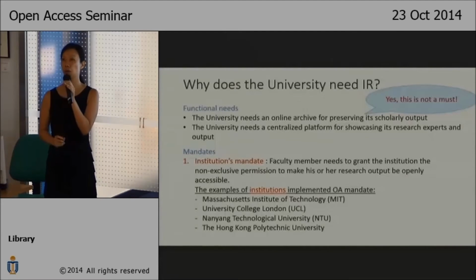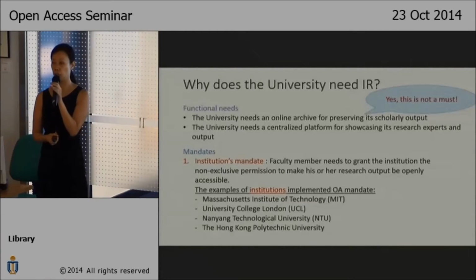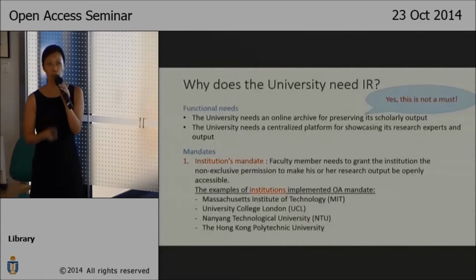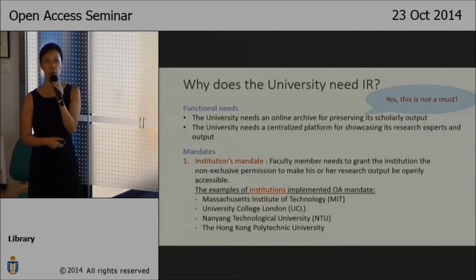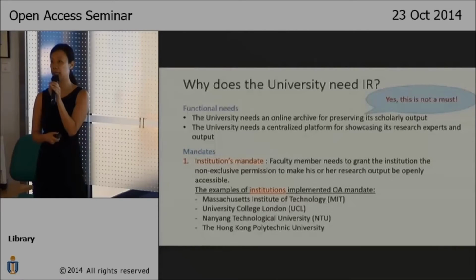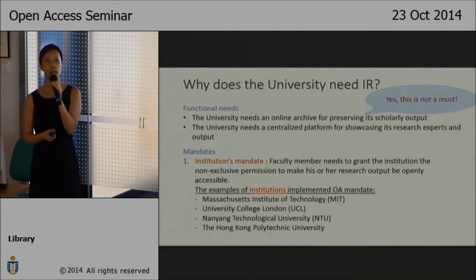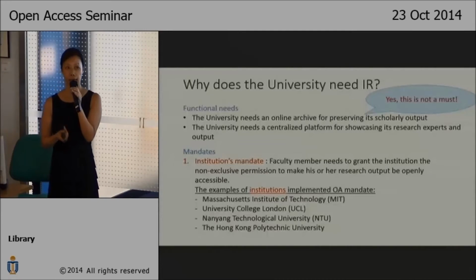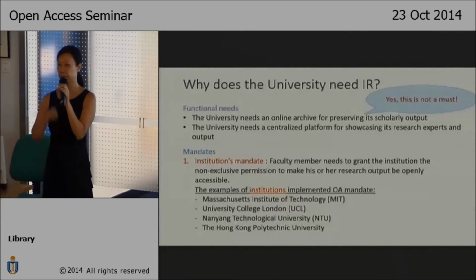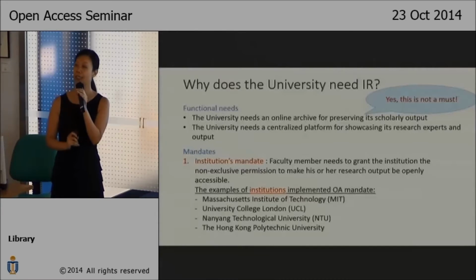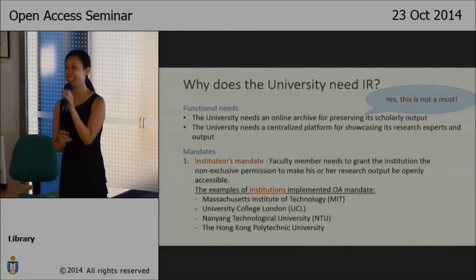There are mandates. Leo also mentioned. Mandates are mandatory policies required by some organizations. The first one will be the institution mandates. So the faculty needs to grant the institution the non-exclusive permissions to make his or her research outputs openly accessible. These are some examples of institutes implementing the OA mandate. For example, MIT in the US, UCL in the UK, NTU in Singapore, and also in Hong Kong, PolyU has their own OA mandates. So at this point, you may ask, does HKUST have an OA mandate? The answer is no, not yet.